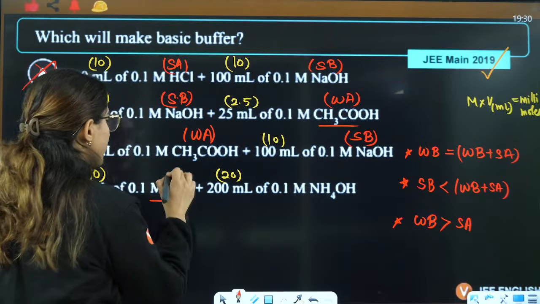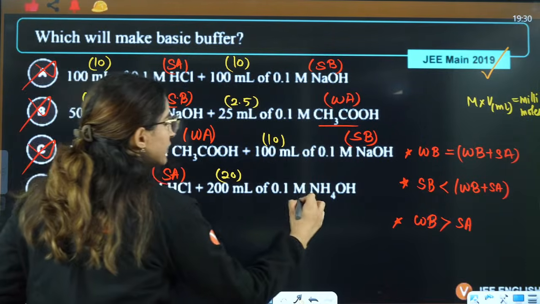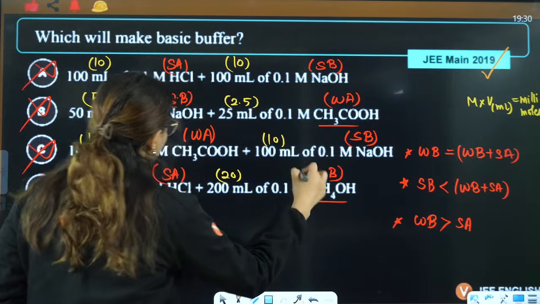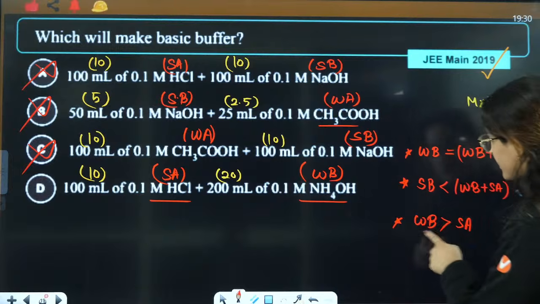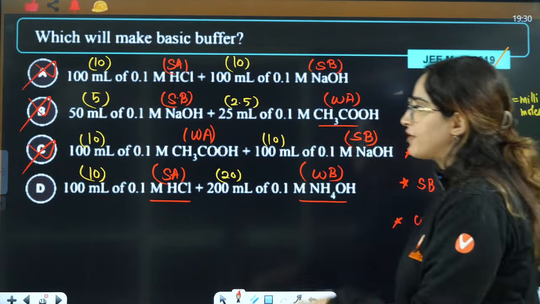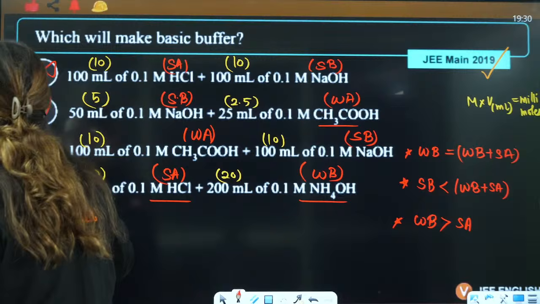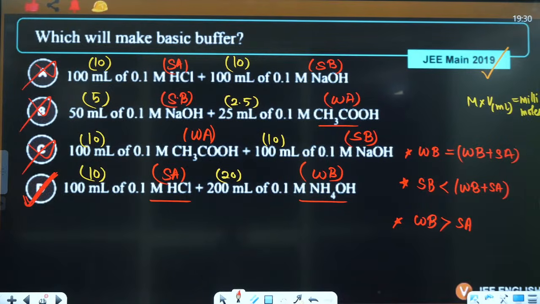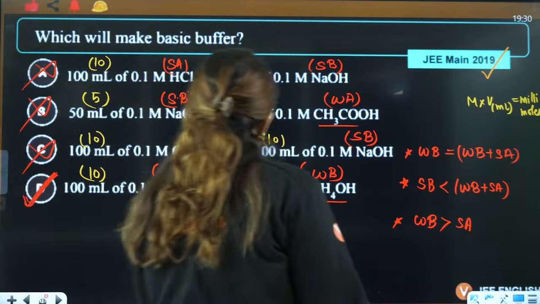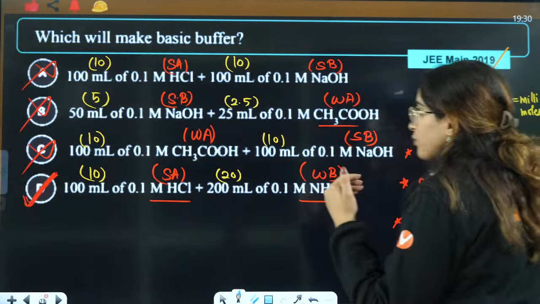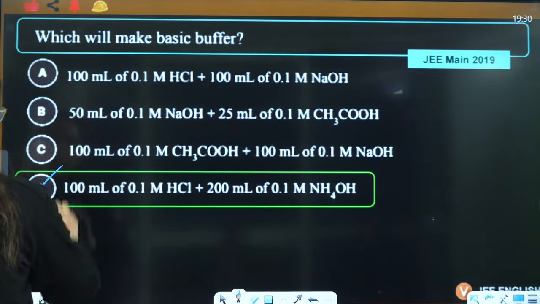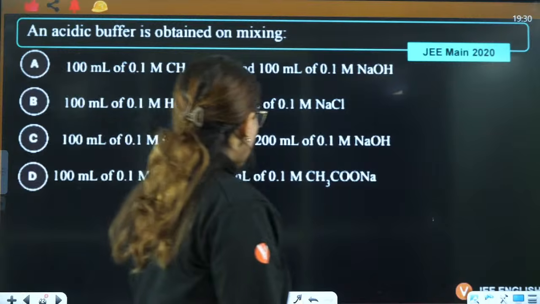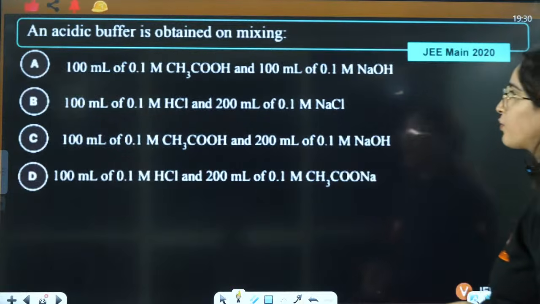So we are left with only this one, that is a strong acid and a weak base. If the number of moles of weak base is greater than that of strong acid, then definitely that is the correct situation here. So the answer will be D. Right? Okay. So all you have to remember is what the conditions are, and you have to make them satisfy. If the conditions are satisfied, that one is correct. And that was the latest question. Only these kinds of questions they are asking you.